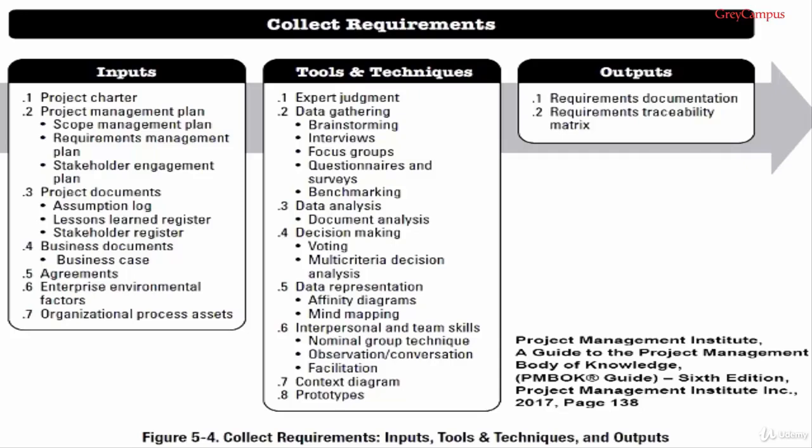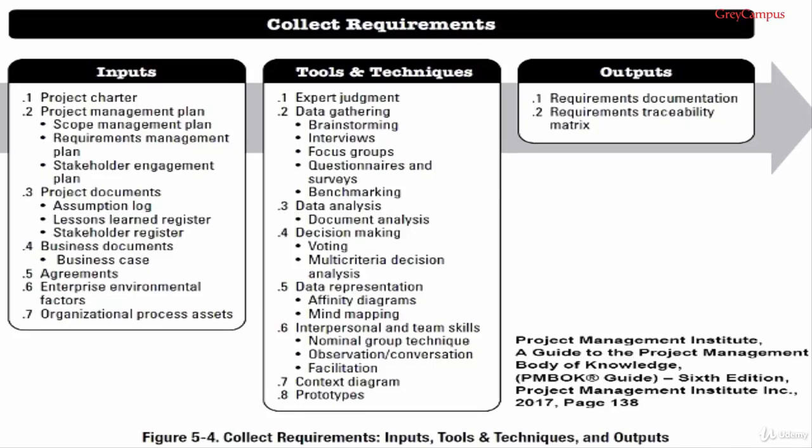Also on page 145, you'll find 3 examples of facilitation. Joint application development, quality function deployment and user stories. These are well explained in the PMBOK guide, so I can't really add anything to them. However, they do appear reasonably often in the examination.